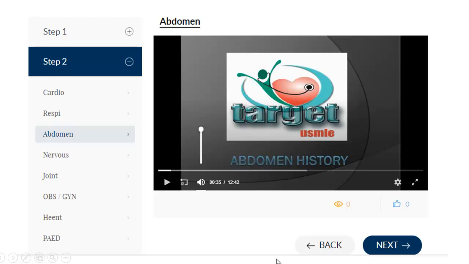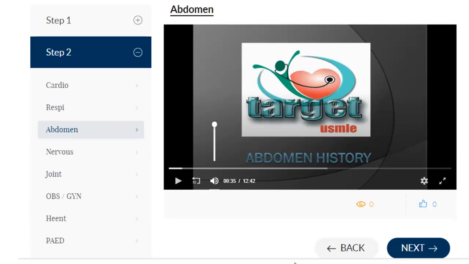Okay, let's go on to step 2 of our program of the 7 easy steps. Step 2 is about history taking. So I have divided it into different systems, history taking. So cardio, respiratory, abdomen, nervous system, joint, OBGYN, HENT, and pediatrics.